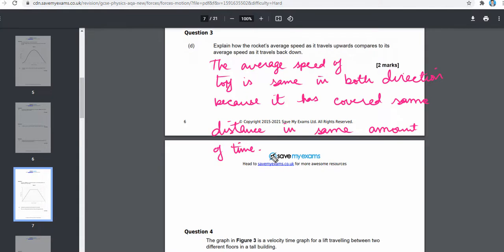The distance that it has covered in going up is 27.5 meters in 3 seconds, and while coming down it has covered the same distance of 27.5 meters in 3 seconds. As I have told you, average speed is the total distance over total time, so the average speed in going up and coming down is the same. So this is it for an exam related question for forces and motion.